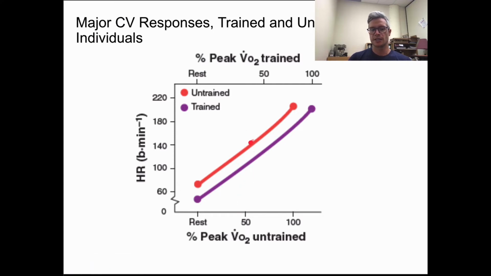Okay, and I think that makes sense. So again, a trained individual is going to have a lower heart rate and be able to maintain that for a longer duration of time to a greater absolute VO2.